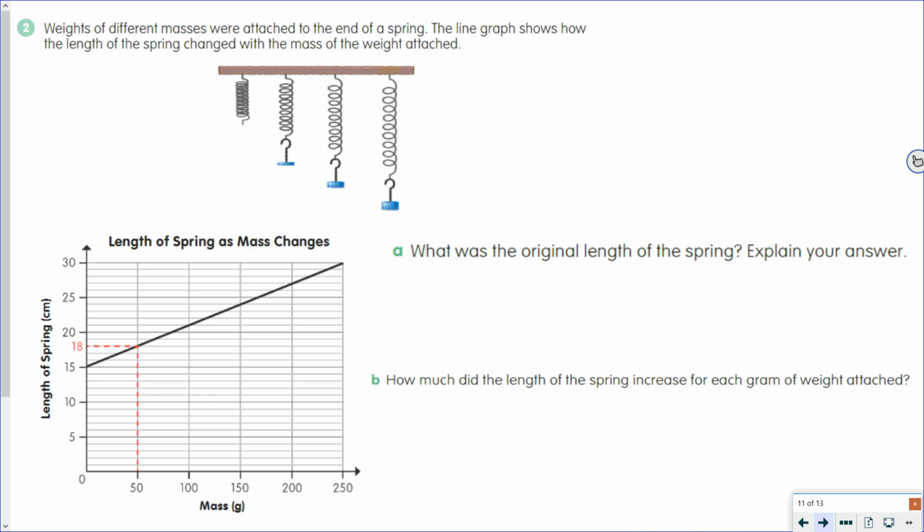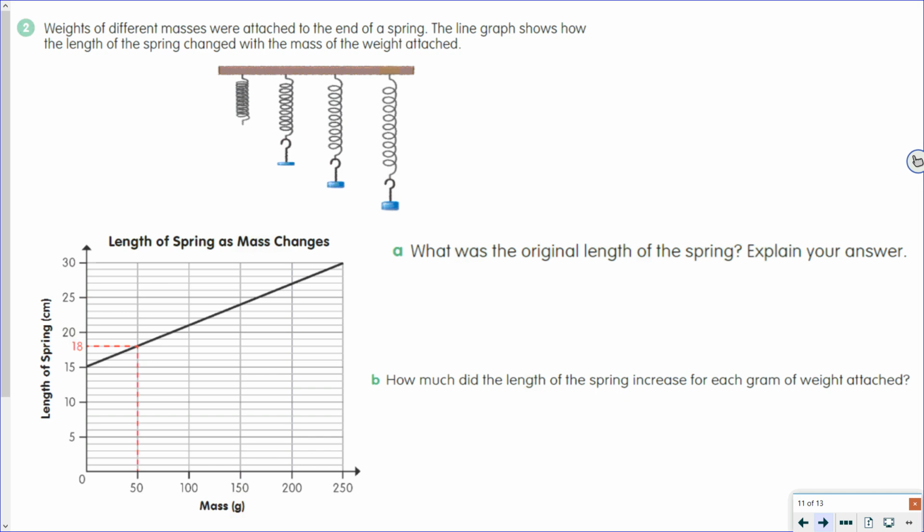Weights of different masses were attached to the end of a spring. The line graph shows how the length of the spring changed with the mass of the weight attached. So for part A, we want to know the original length of the spring. The original length is what it is before any weight is attached.